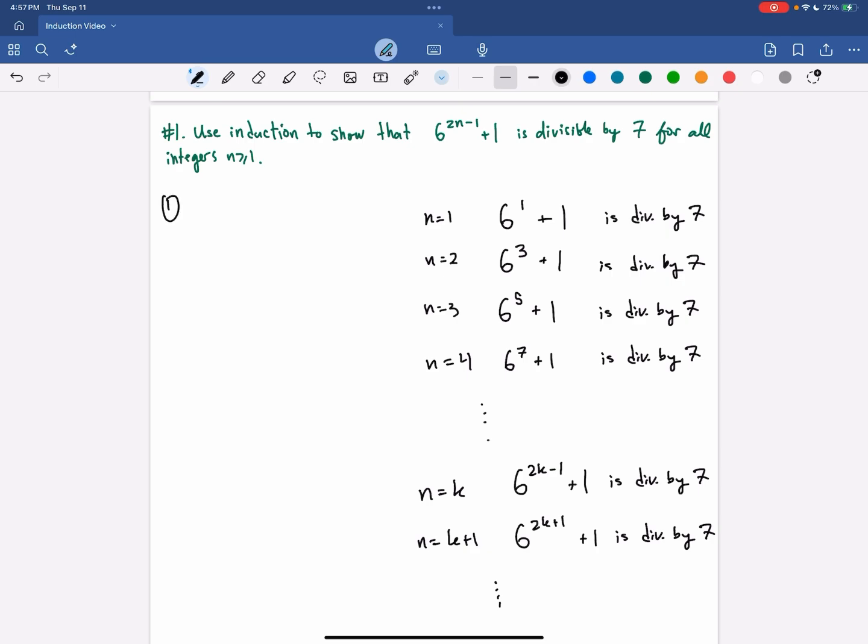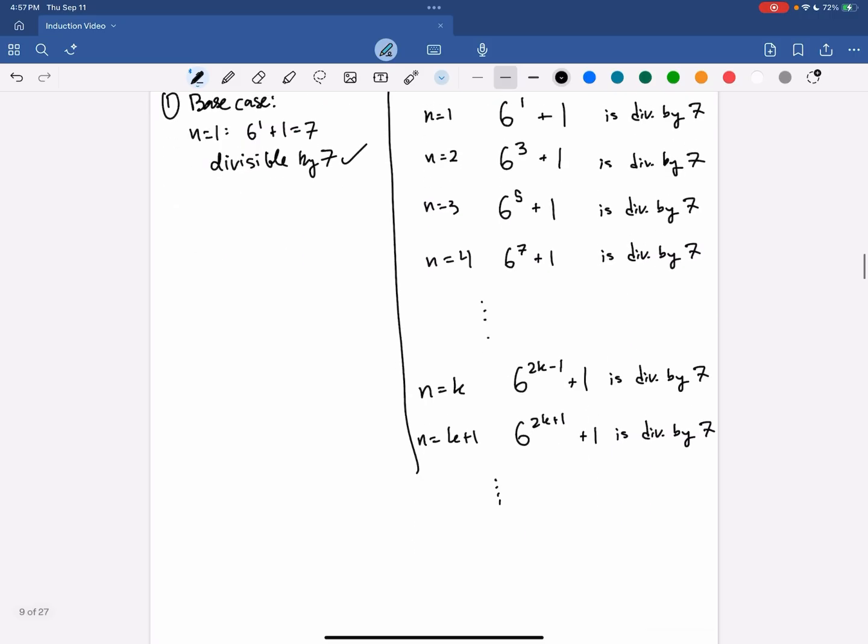So let's go and do that. So first, we've got the base case. When n is equal to 1, we get the number 6 to the 1 plus 1, which is 7, which is clearly divisible by 7 because it is 7. Nice.